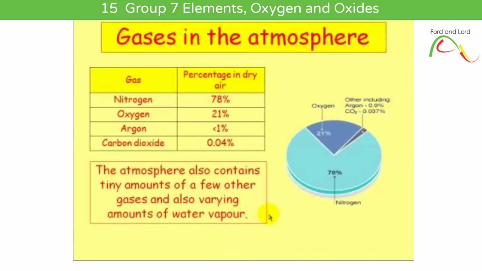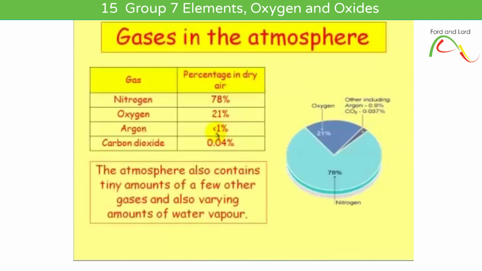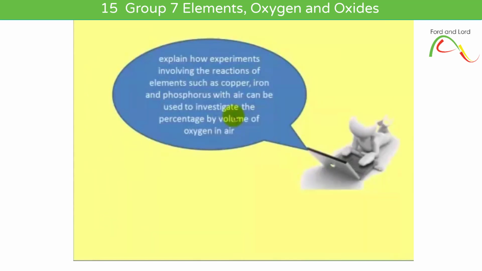Now, we need to focus here on oxygen, and in particular, we need to explain how experiments involving reactions of elements such as copper, iron and phosphorus with air can be used to investigate the percentage by volume of oxygen in the air. What we're going to try and prove by experiment is that this is actually 21%, and we'll look at 3 experiments we can do to prove that. But first of all, let's pick out copper here and oxygen down here.